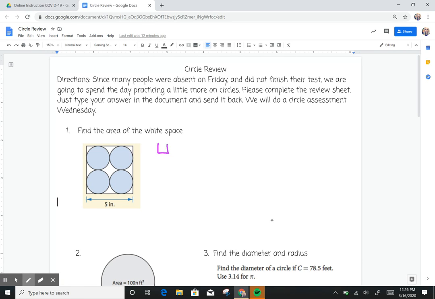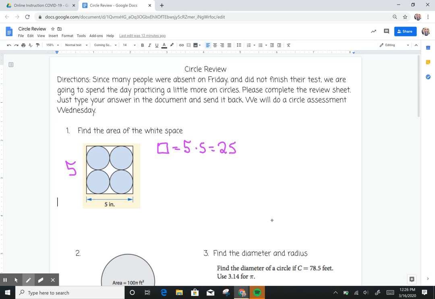It's a square. I'm sorry, the square. So it's a 5 by 5 square. So I know the area of the square is going to be 5 times 5, which is 25. Now I need to find the area of one of these circles, and then I can just multiply by 4 because I know there's 4 of them.